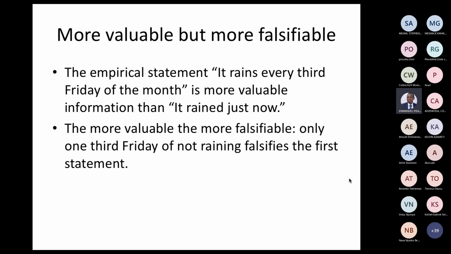So the more valuable, the more falsifiable. It will take only one third Friday of not raining to falsify the first statement, the statement, it rains every third Friday of the month. So the more valuable a piece of information, the more falsifiable it is.